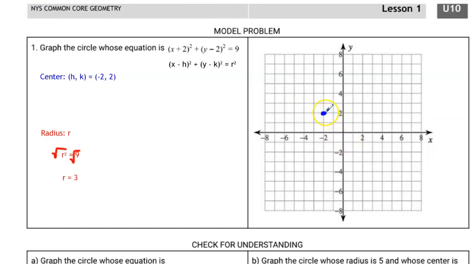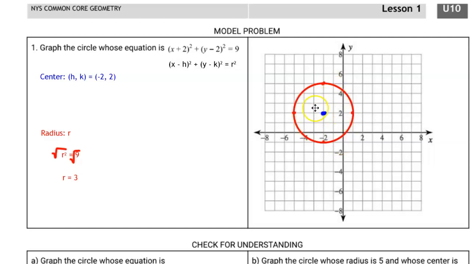So that means we're going to go 3 up, 1, 2, 3, from the center, right? We're starting from negative 2, comma 2. So we go 3 up, and mark an edge, 3 over, mark an edge, 3 down, mark an edge, and then 3 to the other side, mark an edge. So I'm just going to sketch this out. It's going to be very rough. I'm going to sketch out what it looks like just using my computer drawing tool.